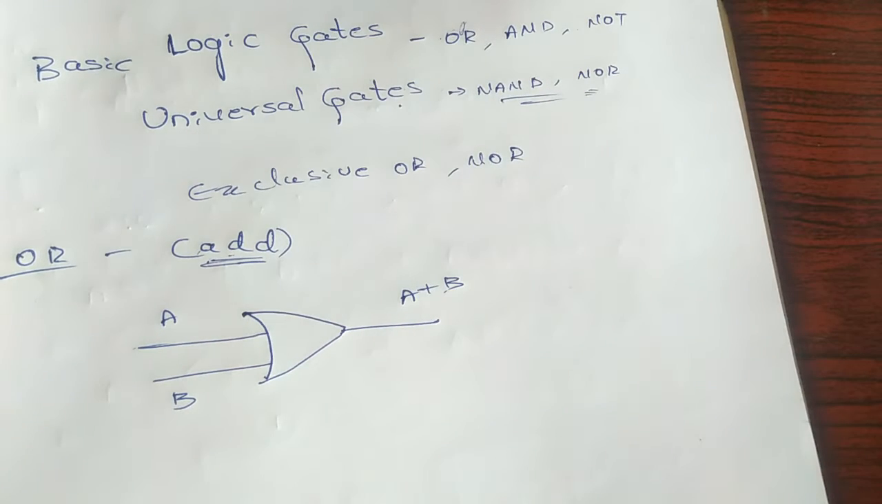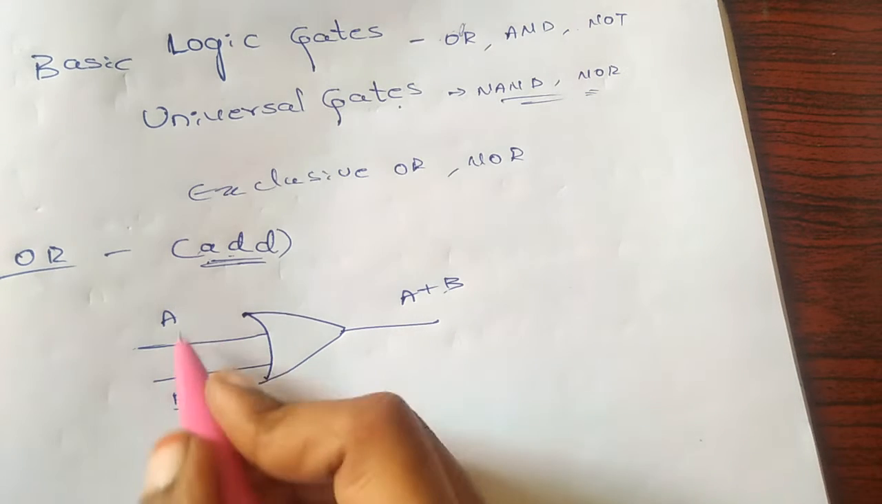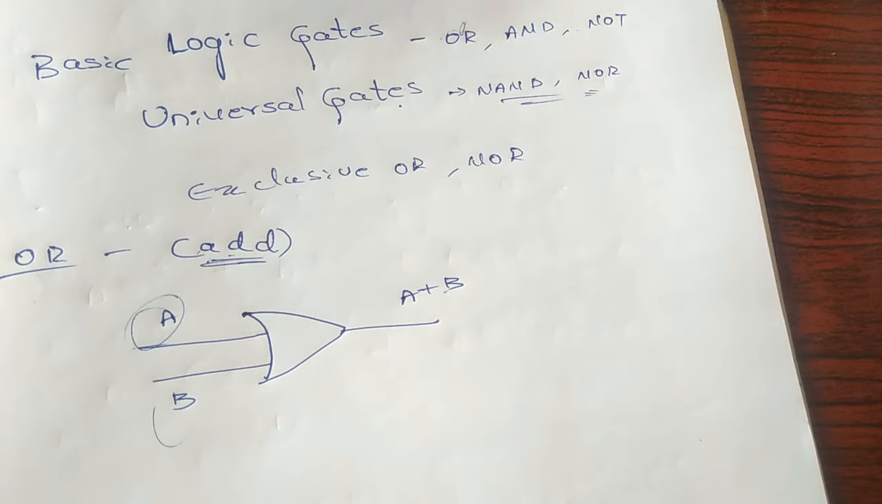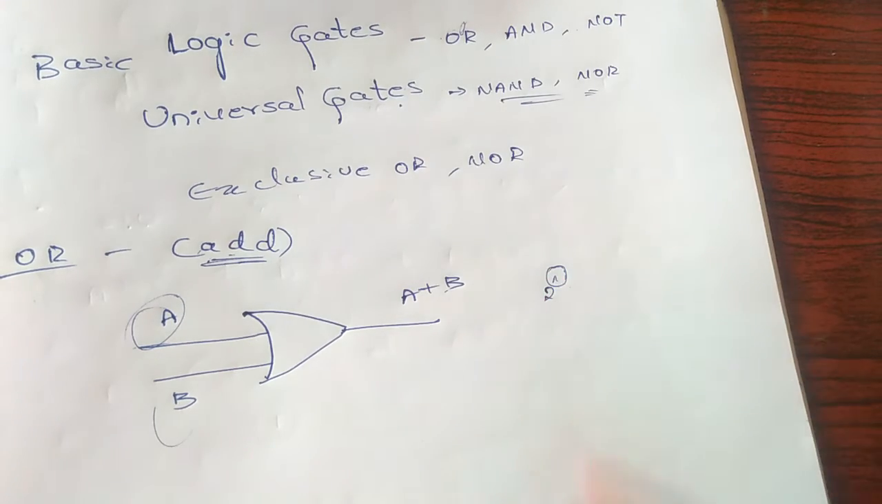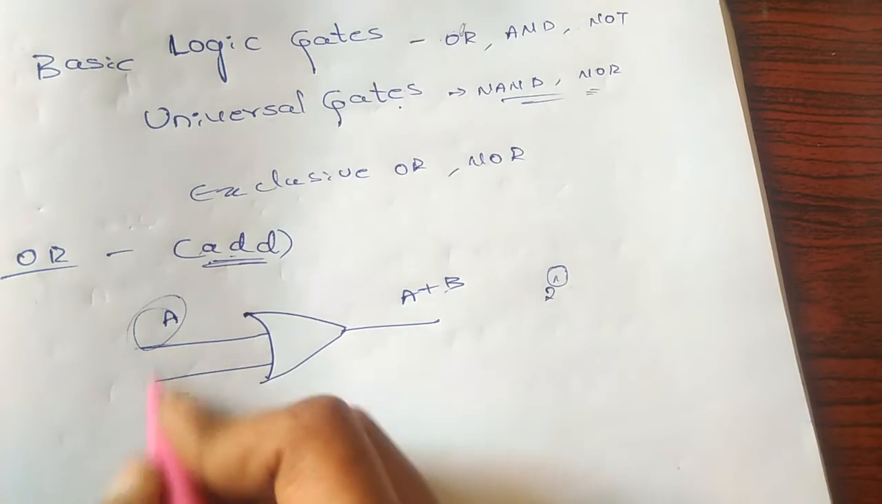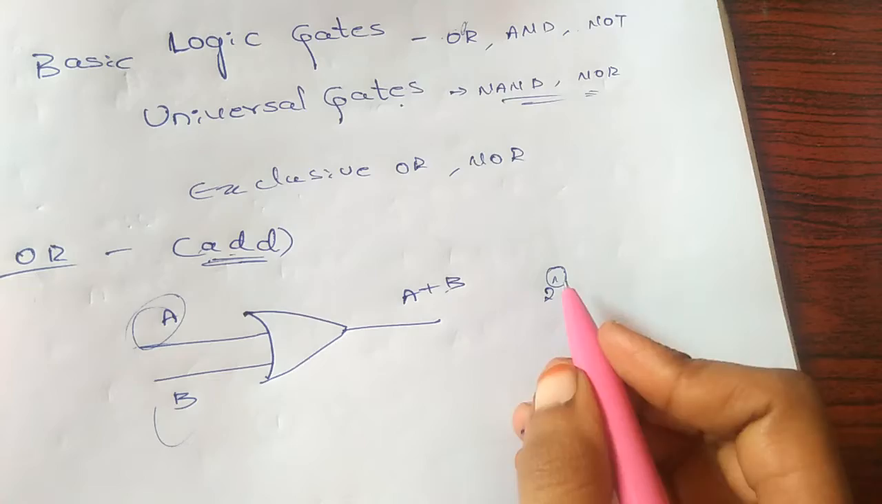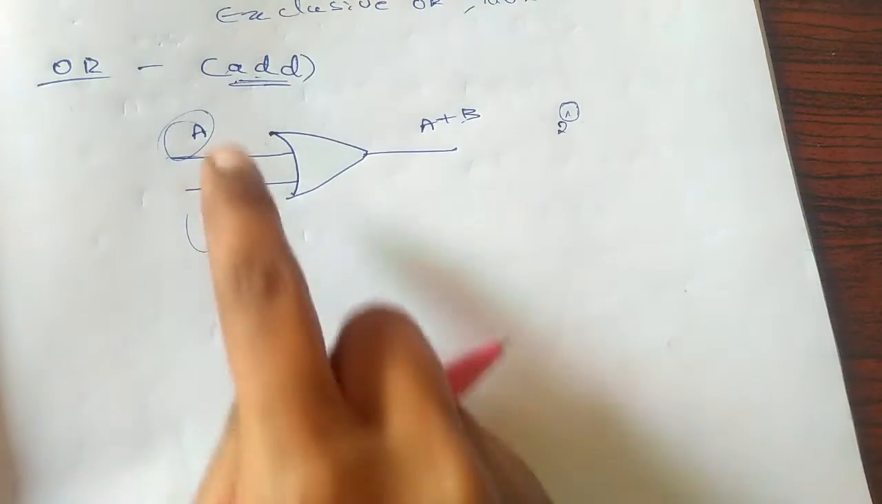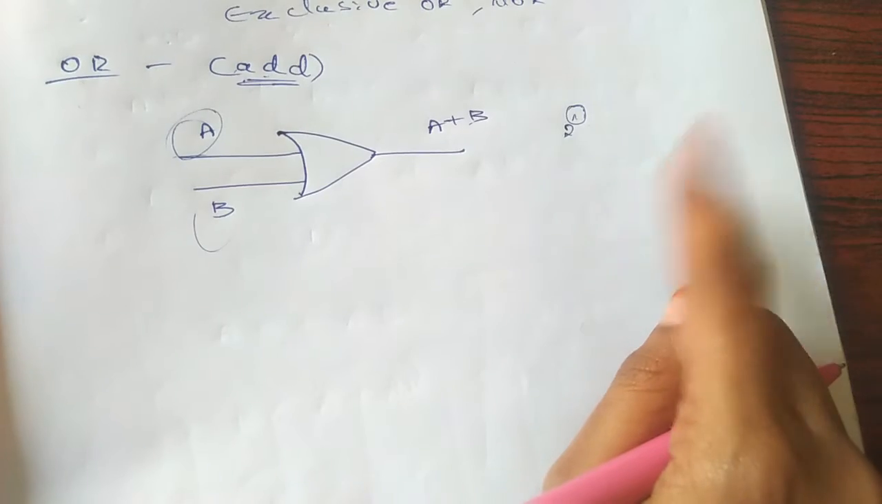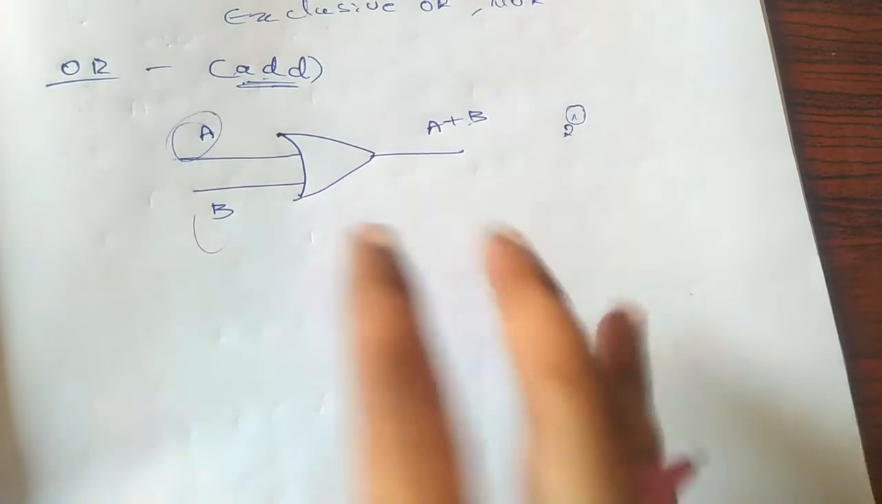Now the truth table. How to get the truth table? The number of combinations in the truth table depends upon the number of inputs that we have given. Here we have given two inputs, so the number of combinations is 2 power n, where n is the number of inputs. 2 power 2 is equal to 4, so we get 4 combinations. If you give 3 inputs, then you get 8 combinations.